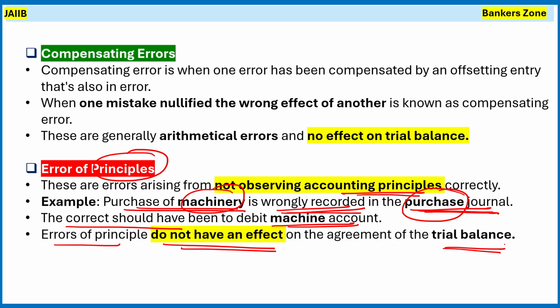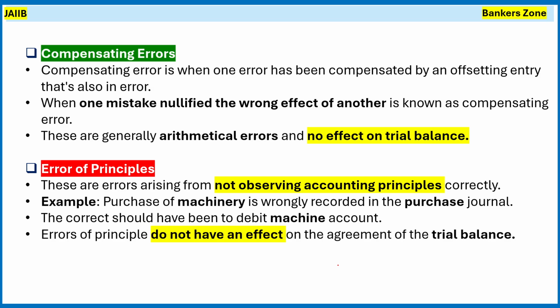So then which error will have an effect on the trial balance? See, here the principle is changed, but which account you are debiting or crediting will not affect it, right? For example, see, whether you have debited the machinery account or the purchase account, we are not worrying. Here the cash account is credited. So which account is debited, we are not worried.